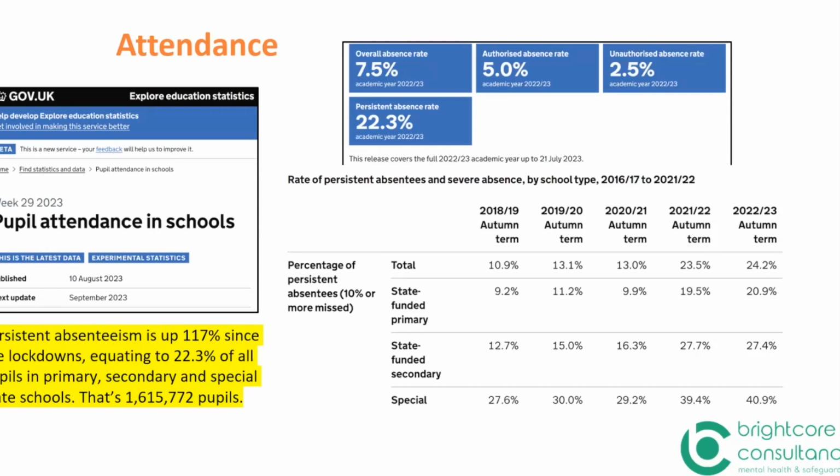But it's that persistent absentee figure that you can see, the concern that's feeding into Keeping Children Safe, 22.3%. Huge figure. And actually, if you look at the bottom right there, you can see that's significantly shifted in the last 2 years since the lockdowns. So what we've seen is not far off a doubling of persistent absenteeism. And actually, you can see that on the left-hand side there, 117% increase. That's now 1.6 million children who are persistently absent.